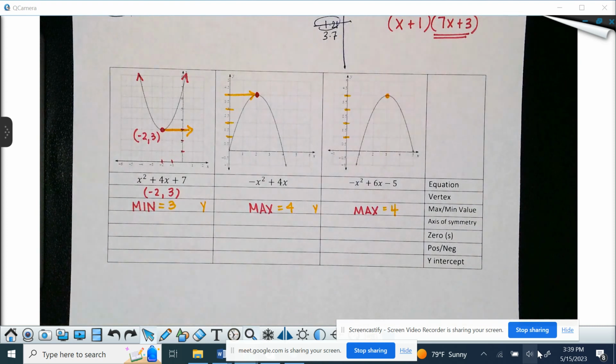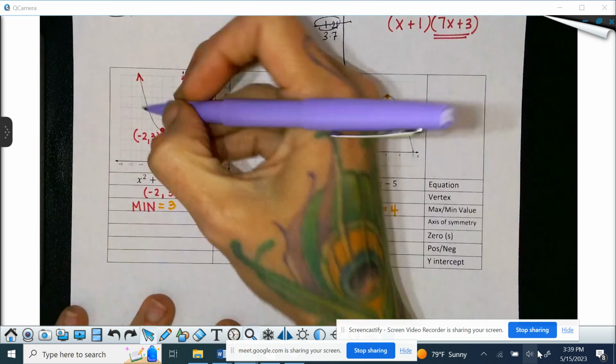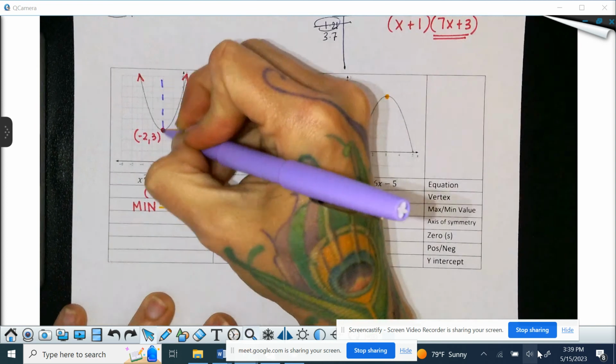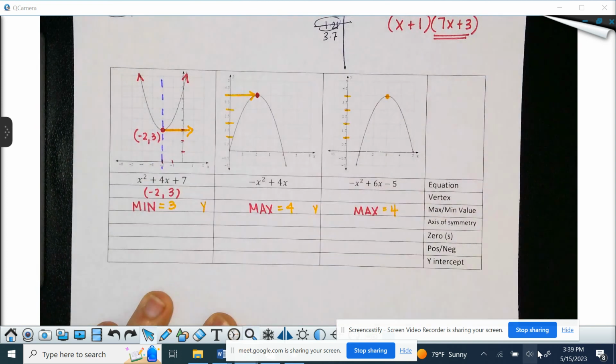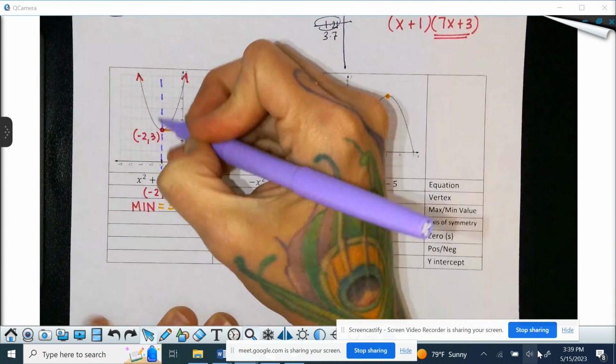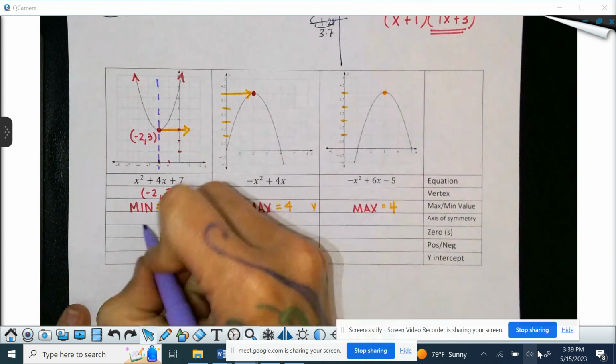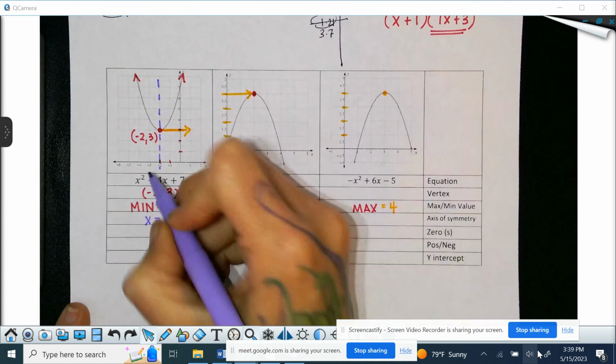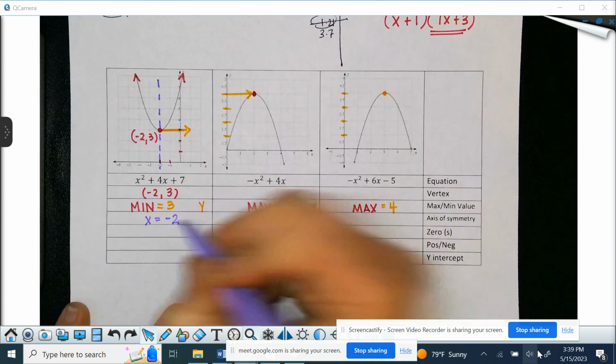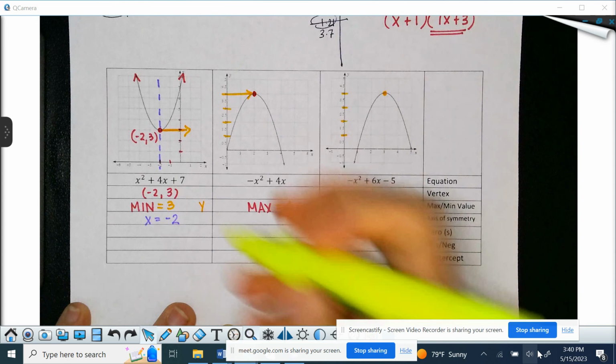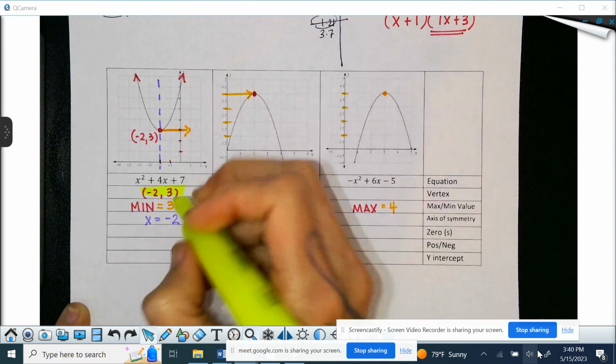Axis of symmetry, I always like to think about butterflies. Like when a butterfly folds up, he matches on both sides, right? So it's the line, or the butterfly body, if the parabola is the upper part or lower part of its wings. So it's whatever this line is. The axis of symmetry is always going to be an x equals equation, and in this case, it crosses at negative 2. Maybe we see negative 2, 3.